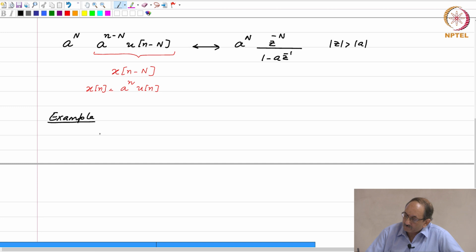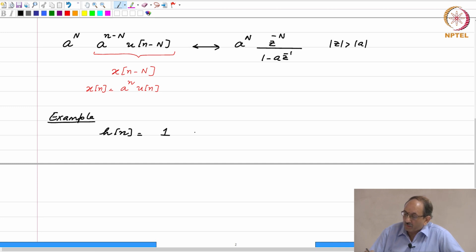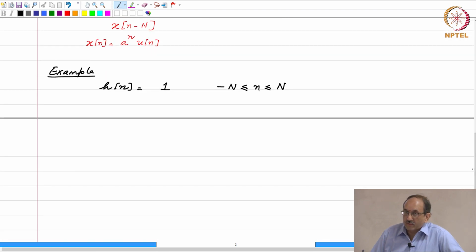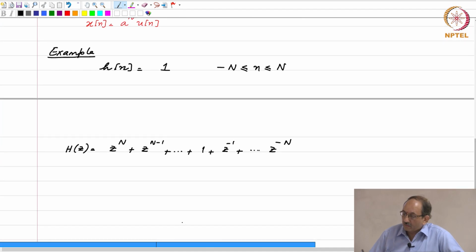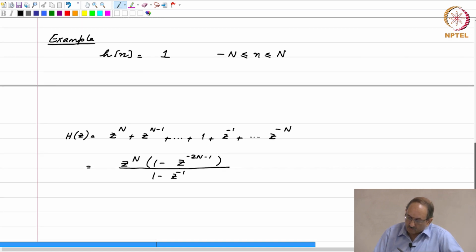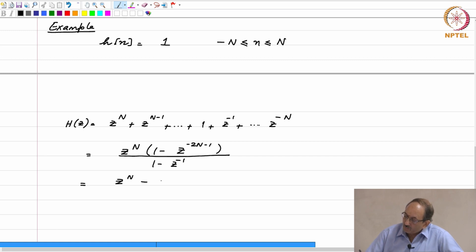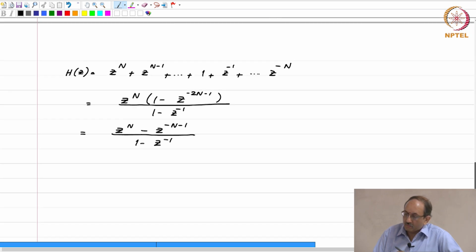Another example, suppose you had h of n to be 1 between minus cap n to plus cap n, h of z of course is, and this can be written as a times 1 minus r power n by 1 minus r, and this is nothing but z to the n minus z to the minus n minus 1 by 1 minus z inverse.